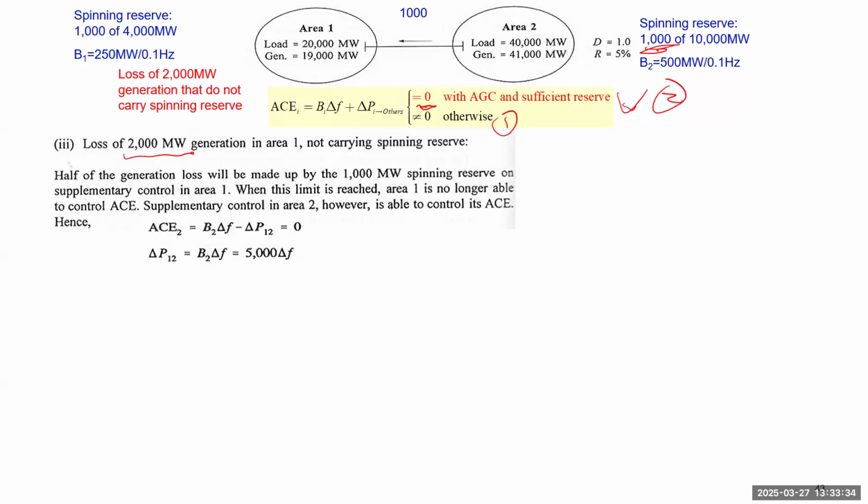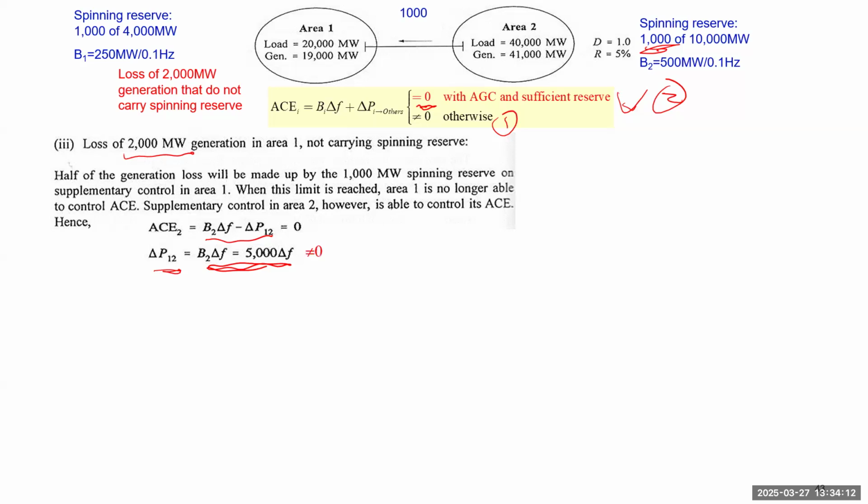So we can do the calculation starting from area 2. So ACE will be 0. Which means this linear combination of the frequency deviation and tie line flow change will be 0. But it doesn't mean the frequency deviation will be 0 or the tie line flow will be the original. How do we calculate tie line flow? If this is 0, we can only have this conclusion, which means we still need to determine the frequency deviation based on the first area. And then we can calculate tie line flow.